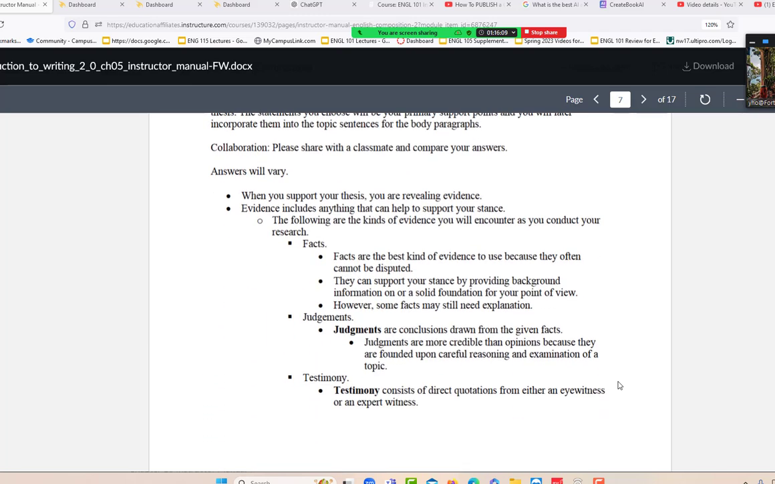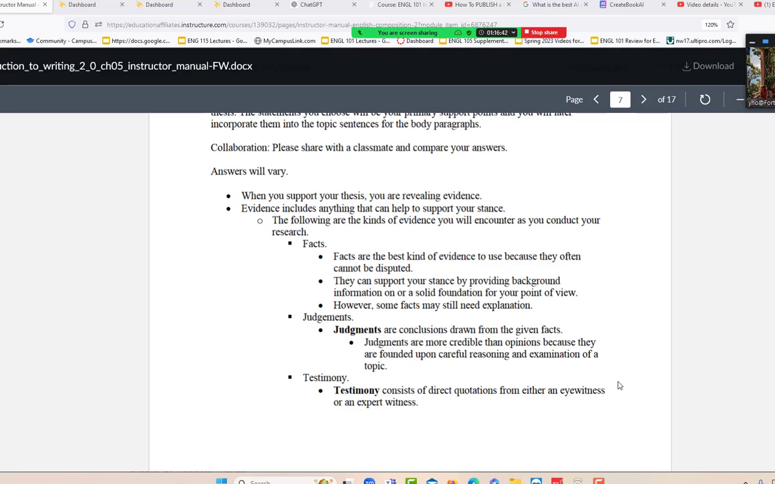When you support your thesis, you are revealing evidence. Evidence includes anything that can help support your stance. The following are the kinds of evidence you will encounter as you conduct your research. Facts. Facts are the best kind of evidence to use because they often cannot be disputed. They can support your stance by providing background information and a solid foundation for your point of view. However, some facts may still need explanation. Judgments.